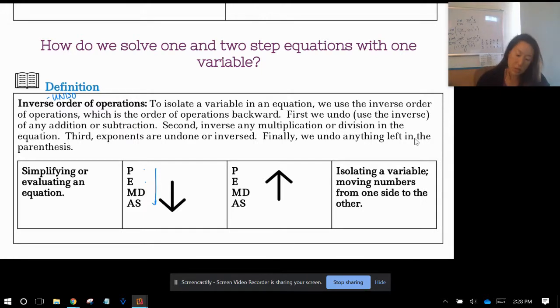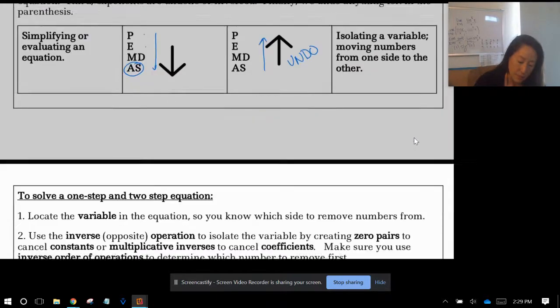To undo operations, we're going to work from the bottom up. So the last operation we did was add and subtract. So those are the first operations we're going to undo. Okay. Then the next step is multiply and divide. The next step is exponents. And the last step is our grouping or parentheses.